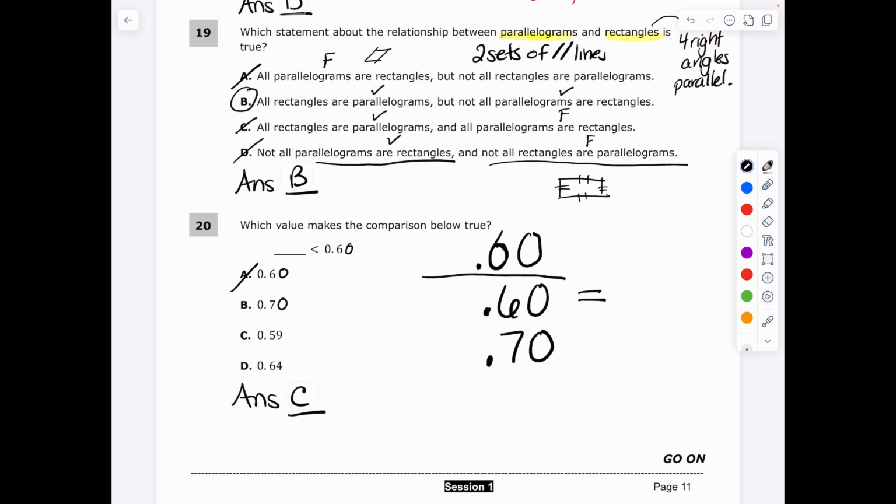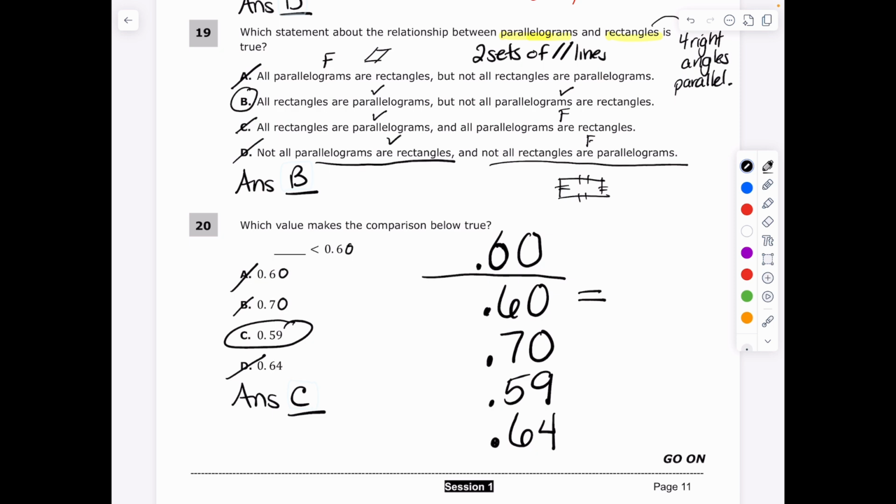B, 70 hundredths is more than 60 hundredths, so no. C, 59 hundredths is less than 60 hundredths. And here was D, 64 hundredths is definitely more than 60 hundredths. So I like stacking because, and notice how I use my placeholders, because now it makes it easier for me to compare when everything looks the same and goes to the same place value.